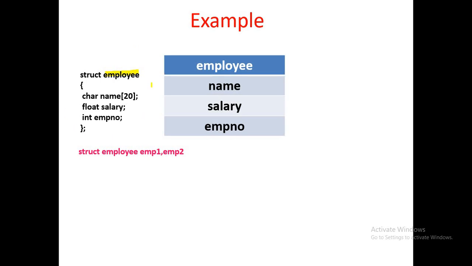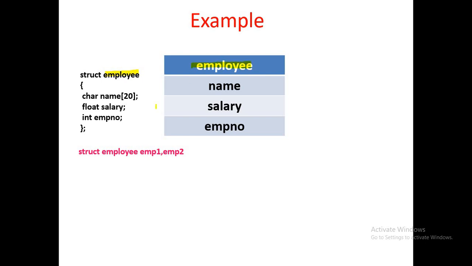When we define the structure employee like this, different variables will be getting created. But as of now, no memory will be allocated. We have just created a user-defined data type employee, and we have defined name, salary, and employee number as members of the structure employee.